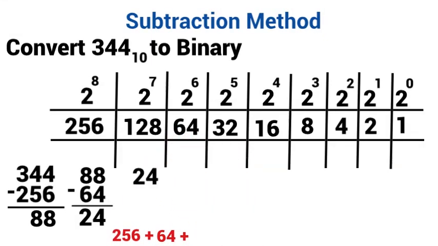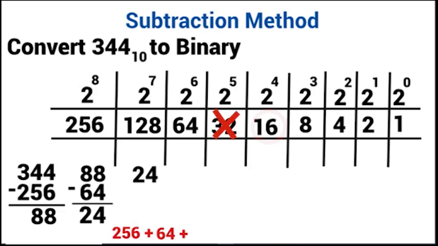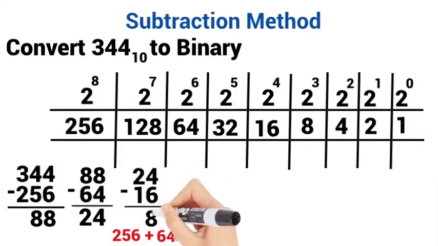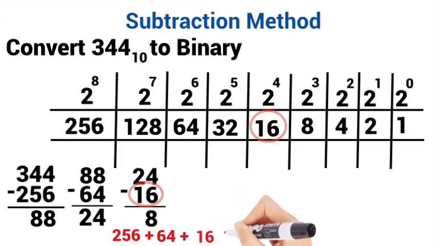After that, copy 24 and choose the highest number that's less than 24 from the base 2 number. And so we disregard 32 and choose 16. Now let's write 24 minus 16 is 8. Don't forget to copy the base 2 number that we used, which is 16, for our checking later.